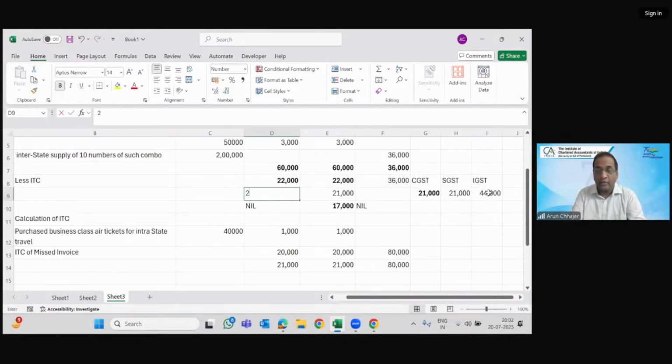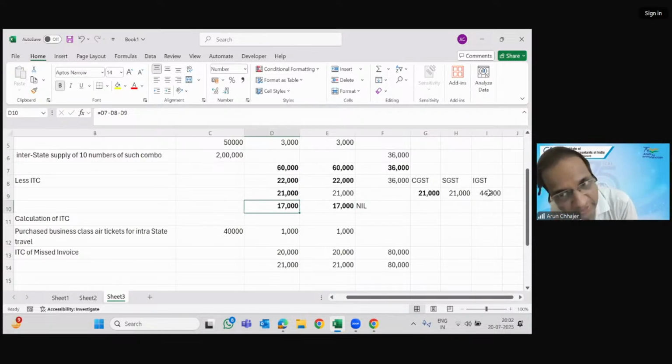Okay, and you have 21,000 C and S, and in that case you will end up with 17,000 CGST, 17,000 SGST. This is also okay. Please confirm, is it clear to all?